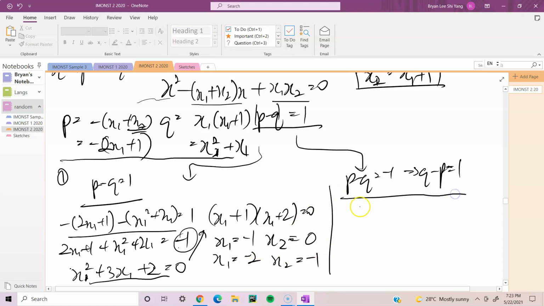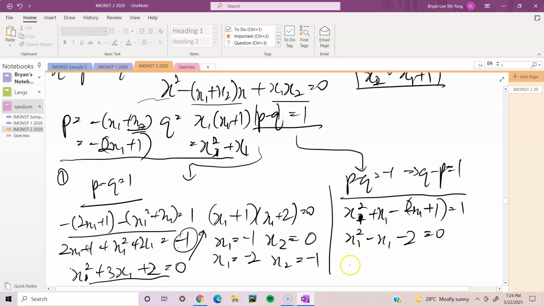So for the second case, we have q minus p equals 1. We will have x1 squared plus x minus 2x1 plus 1, so this thing in the whole bracket equals 1. Then we minus 1 on both sides. We will get x1 squared minus x1 minus 2 equals 0.